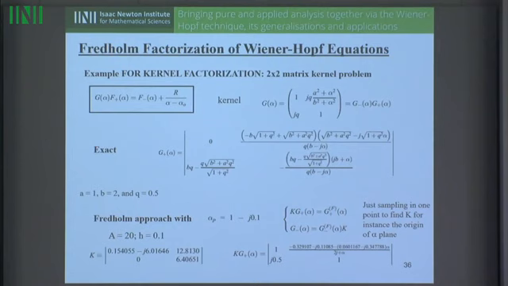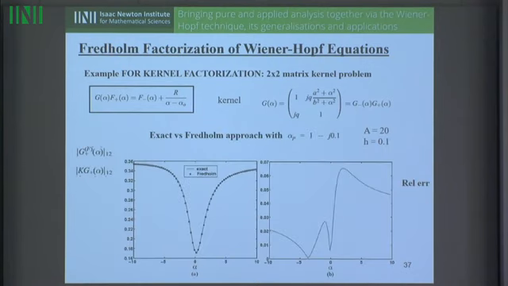No, we don't have branch points. Here is the comparison of one component, the component 1,2 of the factorized matrix, and you see overlap on the real axis of alpha, and the relative error. In this case, we also have a rough discretization, A equal 20, h equals 0.1.